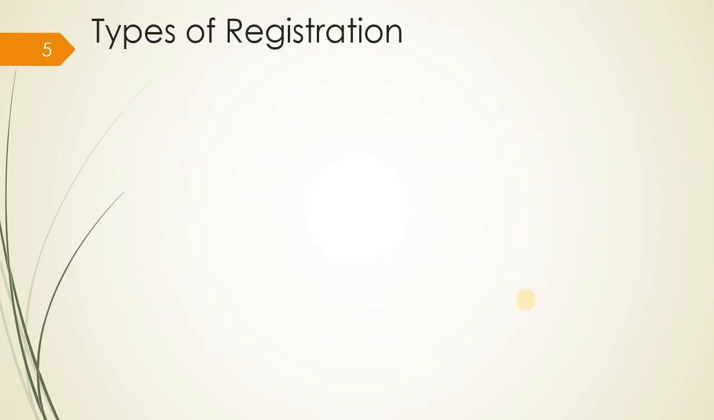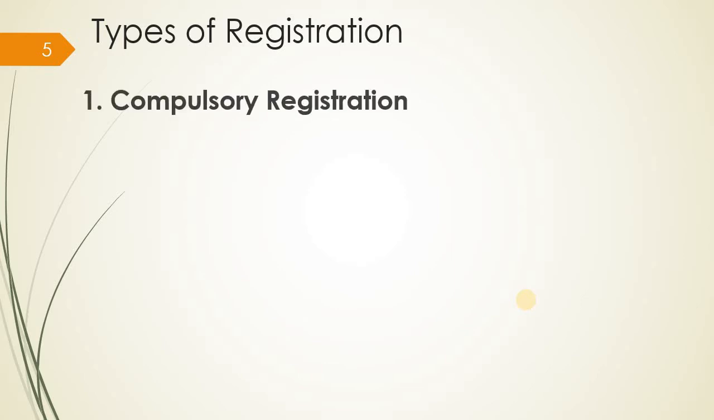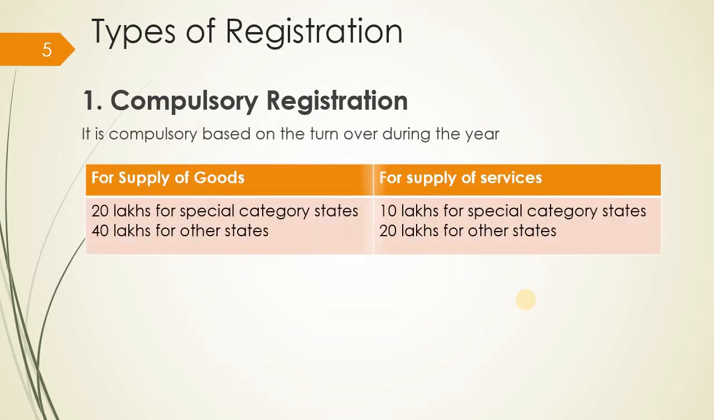Now let us discuss various types of registration. The first one is compulsory registration. As I have already told you, registration is compulsory as per the threshold limit. That means if your threshold limit is crossed, then you have to compulsorily get the registration. So what is the threshold limit? For goods it is 20 lakhs for special category states and 40 lakhs for other states. For supply of services it is 10 lakhs for special category states and 20 lakhs for other states. So there is a separate threshold limit for goods and also services. You have to remember this. For goods it is 40 lakhs and for services it is 20 lakhs.